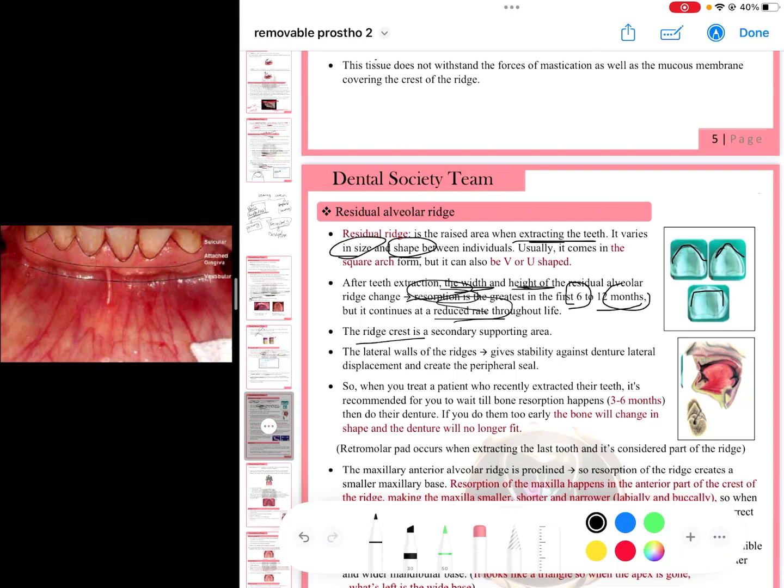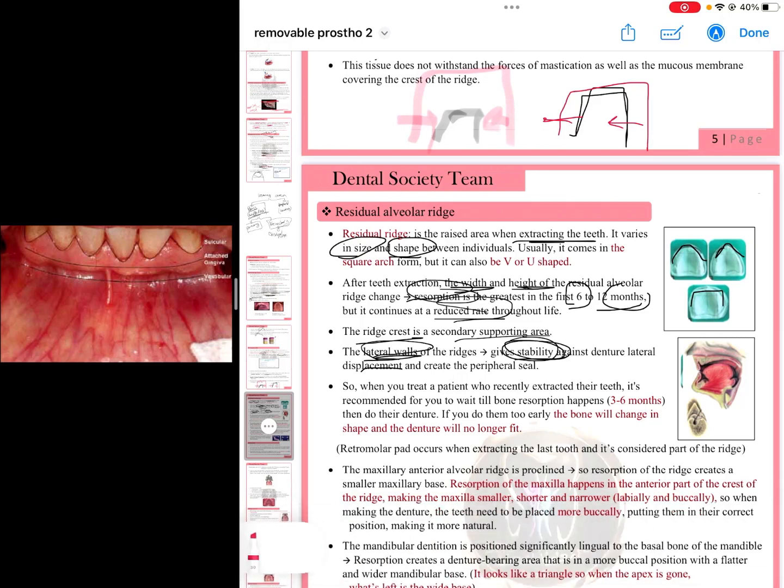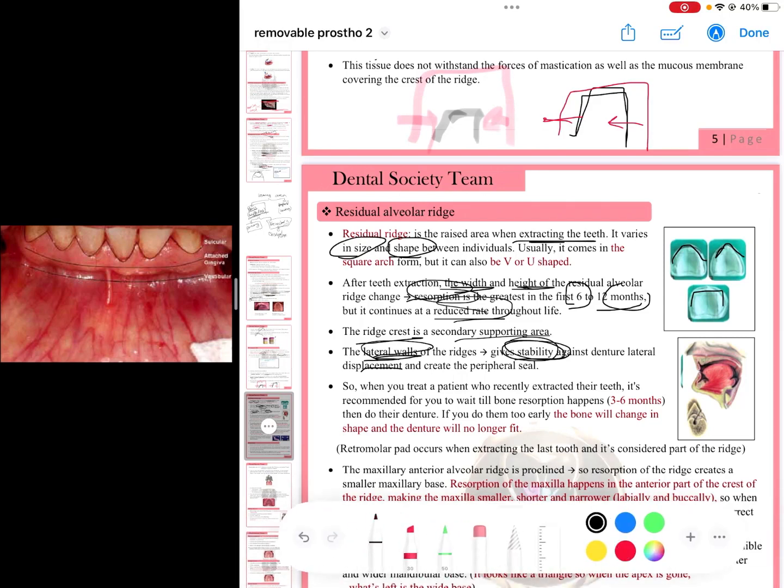As we said, the ridge is a secondary supporting area. The lateral wall of the ridge gives me stability against lateral displacement of the denture. For example, let's imagine that you have a high wall and then you place something on it; this high wall will prevent it from moving right or left. But if it is a short wall, and then you place a denture above it, it won't resist movement, right? So this wall gives me stability, or resistance from movement.